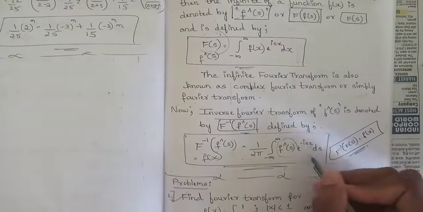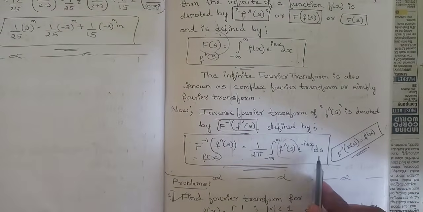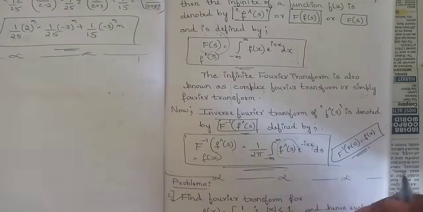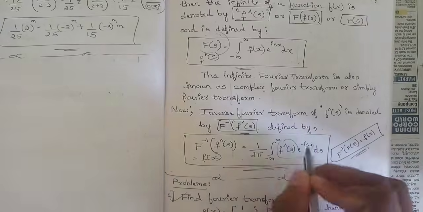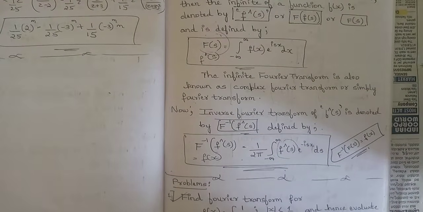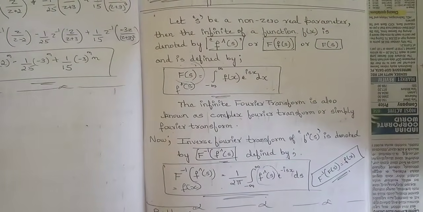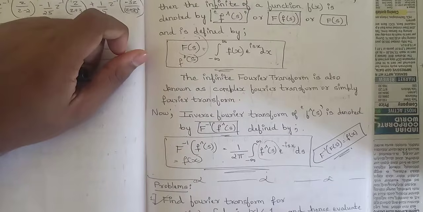Now the parameter here is ds, not dx. We need to be very careful. Whenever we substitute the value, we need to substitute the value of s in this function, not x. So this was all about the basics of this chapter. Now we'll solve a few problems related to the standard Fourier transforms.